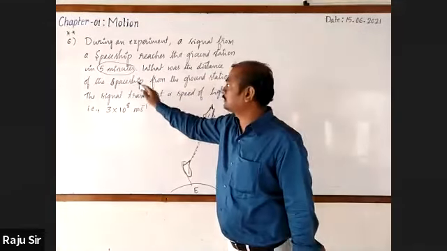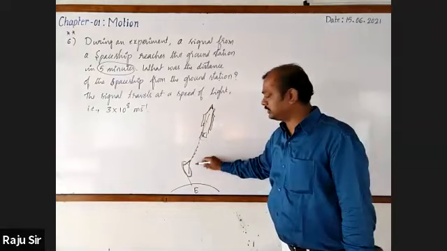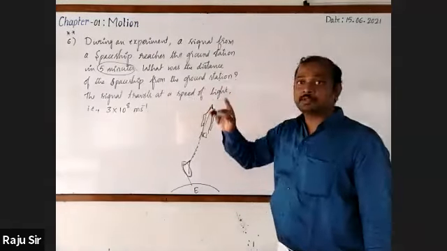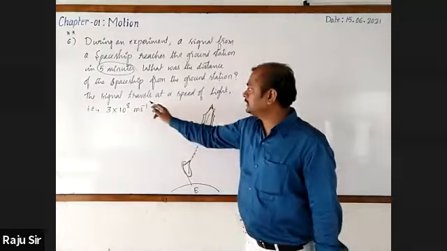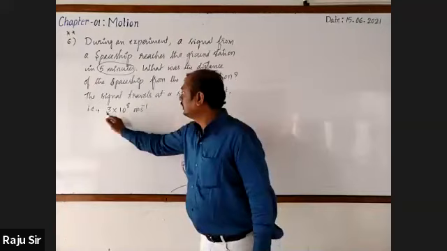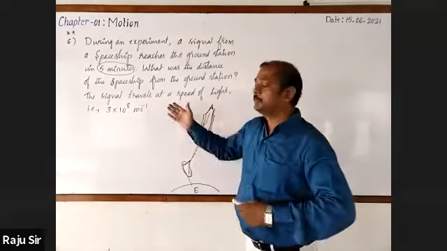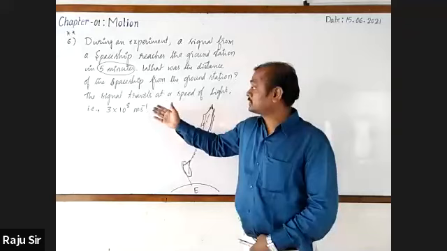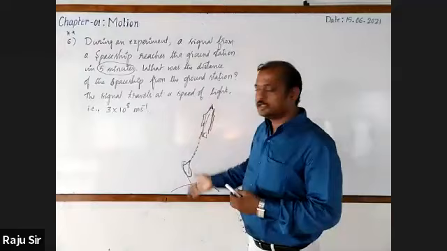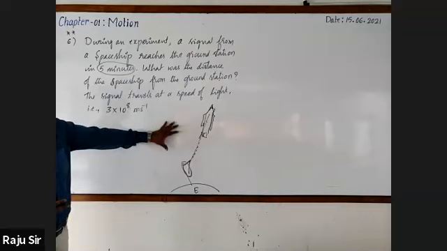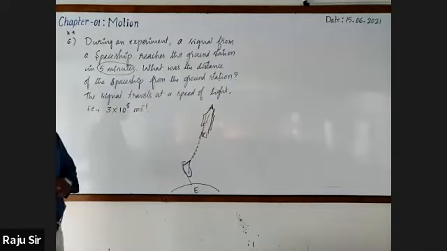What was the distance of the spaceship from the ground station? That is the distance that should be calculated. They have given that the signal sent by the spaceship is moving with the speed of 3 into 10 raised to the power 8 meter per second, which is the speed of light. The signal is coming towards the ground. So we have to find out the distance. Let's go for finding.